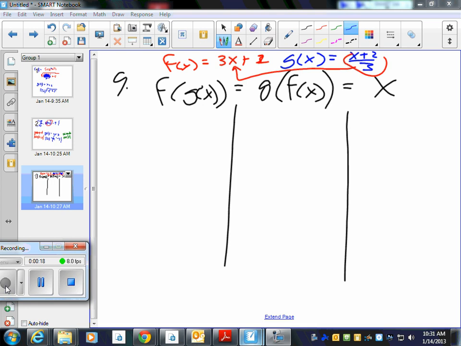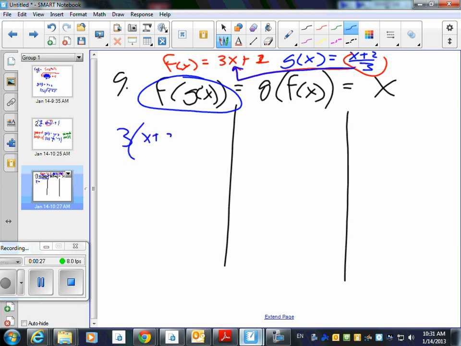So first of all, if I'm going to prove these are two inverses, I've got to find f of g of x. I'm going to put the g into the f function. So this one right here needs to go in there. So it's 3 times (x plus 2 over 3) and then plus 2. And then these 3's cancel, and I'd have x plus 2.